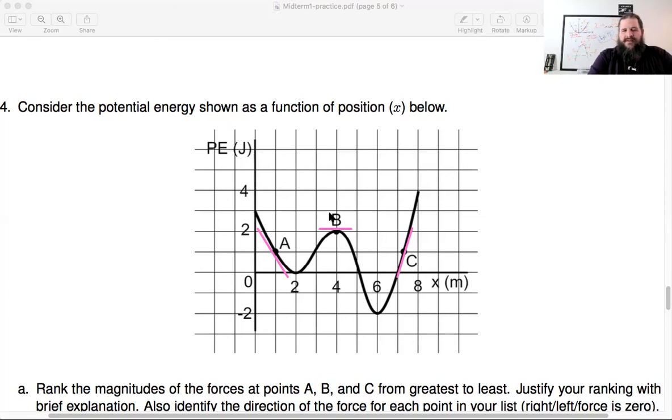So that's the basic idea here. The core concept is that the force is the slope of the potential energy graph, except in the opposite direction. Positive slope means negative force, negative slope means positive force. So keep that in mind as you look through these practice quiz problems and also on your FNT problems.